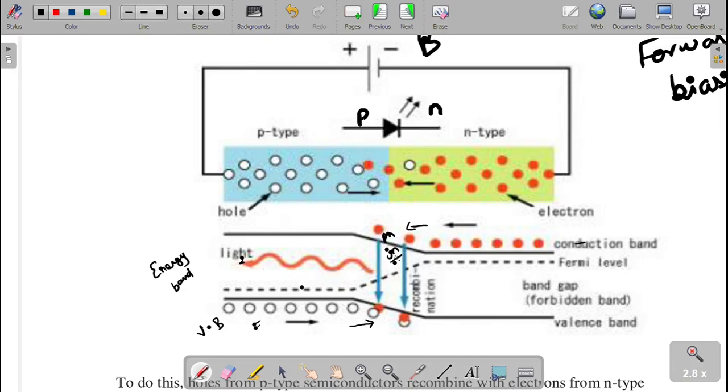So this is the principle of this experiment. The first one is electrical energy converted into light energy, and the second one is recombination of electrons and holes. That means the electron will jump from a higher energy level to a lower energy level to combine with the holes. By then it releases energy in the form of light. So this is the working principle of this experiment.